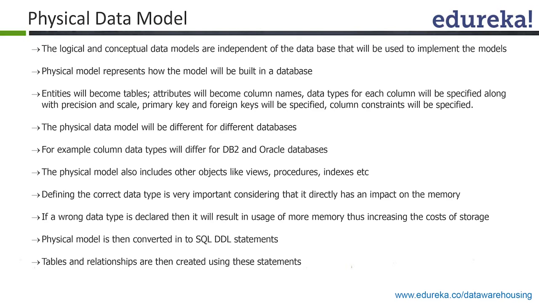from conceptual data model to logical data model, the term we use in the conceptual and the logical data model is entities and attributes. But as soon as you move from logical data model to physical data model, the term entities becomes tables, attributes become columns, and you will have data types associated with each column. You will have all the physical primary keys, foreign keys defined, column constraints defined.